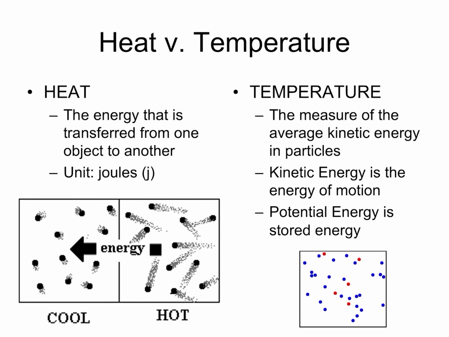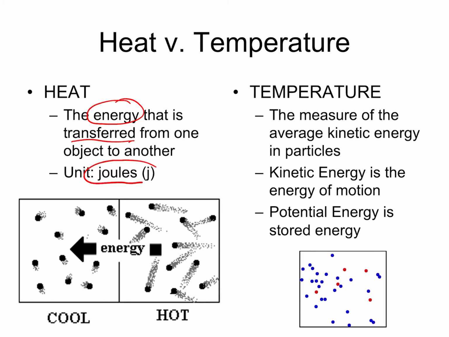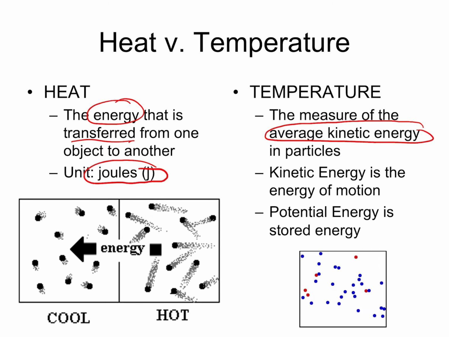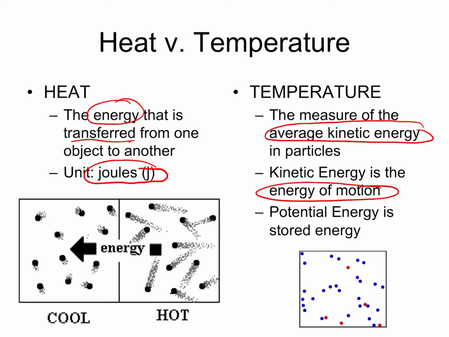All right, so heat versus temperature. Heat is a type of energy, and it can be transferred from one object to another. The unit is joules, okay? Whereas temperature, a word that you guys have already learned, is a measure of kinetic energy, and kinetic energy is the energy of motion.